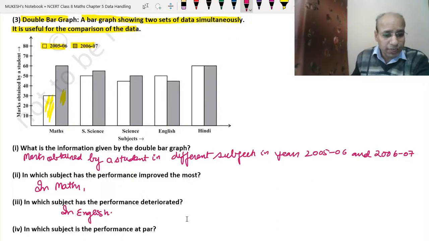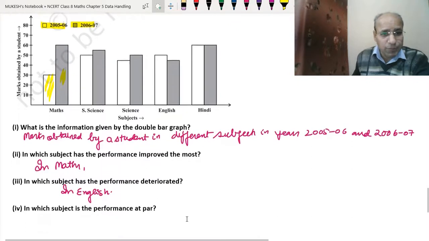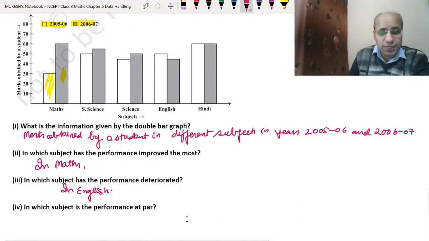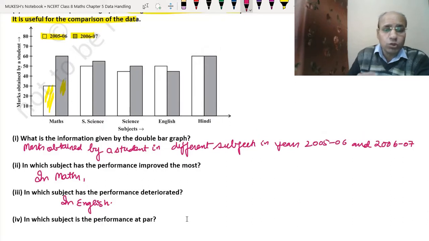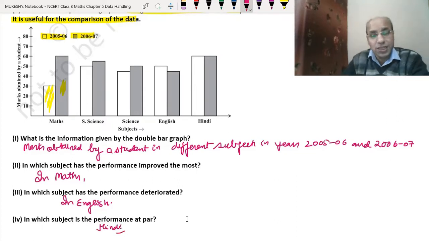Okay. Now the next question is, in which subject is the performance at par? As you can see, the height of the bar in Hindi in both years is equal. So that means there is no change in the performance in Hindi. So we can write the answer here: Hindi is the subject in which he has not improved. The performance is the same.